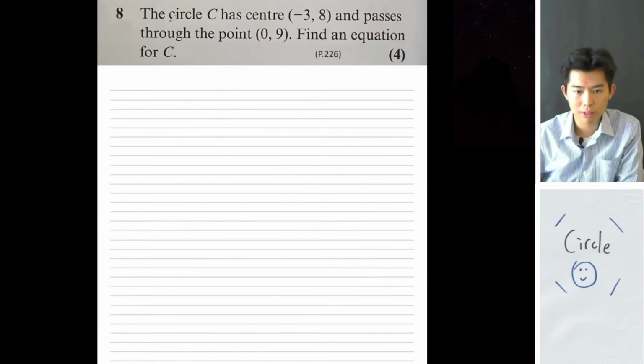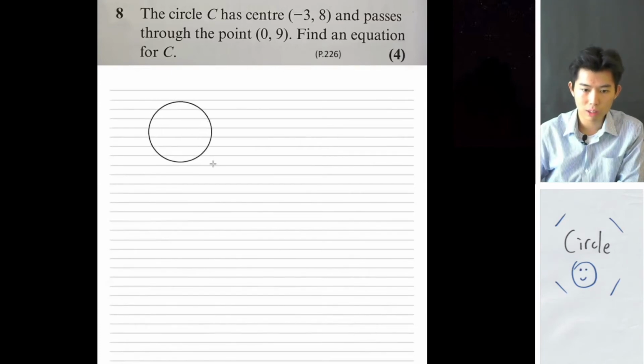Okay, let's try this. This question wants us to find the equation of C, which is a circle, and it has the center of (-3, 8), and it passes through the point (0, 9). Let me draw a circle first. Let's say this is a circle, and the center would be (-3, 8). The line of the circle is passing through the point (0, 9).